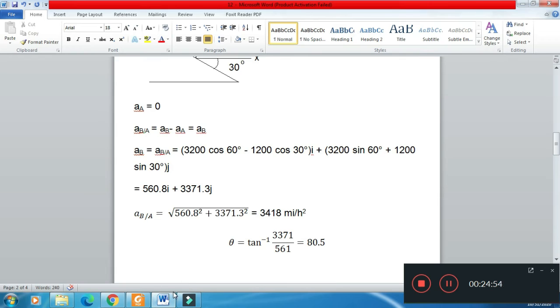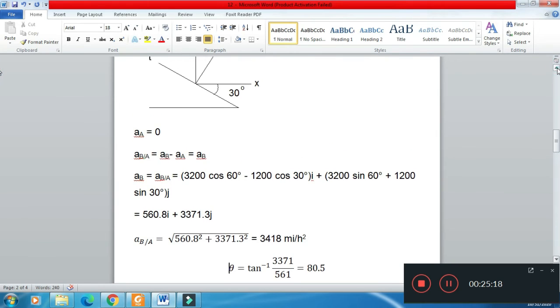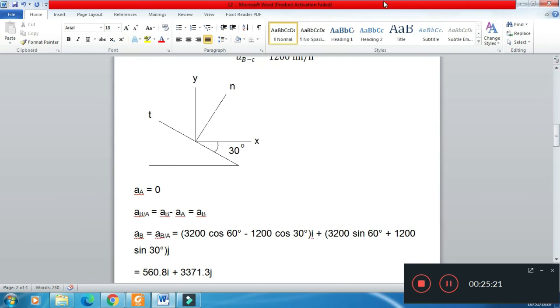Then we find the direction of acceleration. The direction of acceleration is 80.5. It is obtained by dividing the two components of acceleration, y and x. So the acceleration is occurring at an angle of 80.5 measured with the horizontal. It is somewhere here.